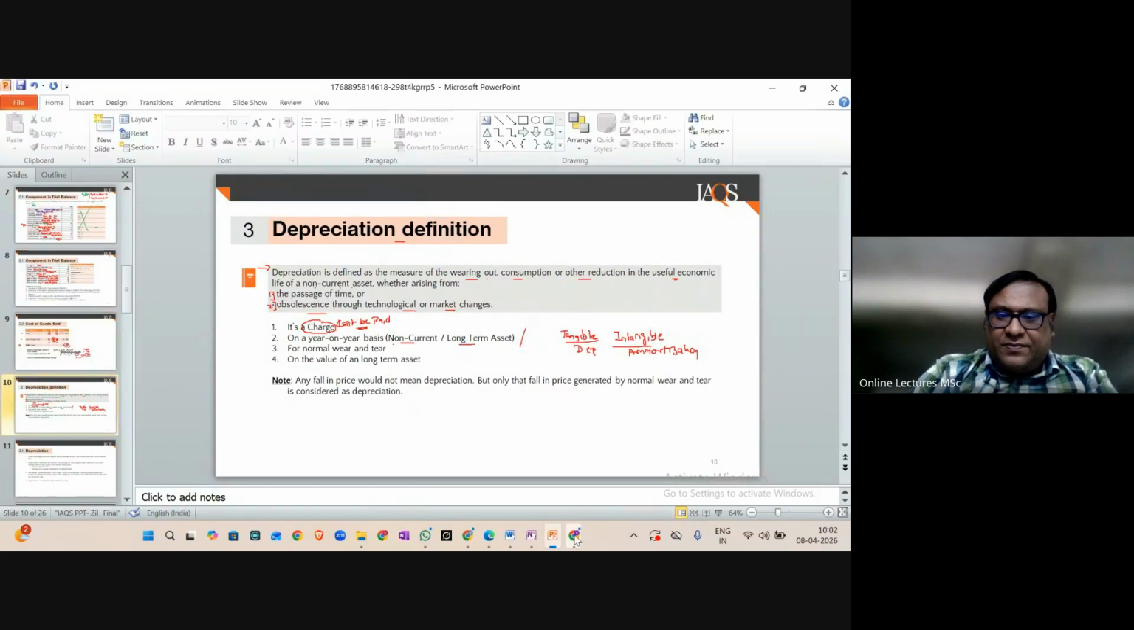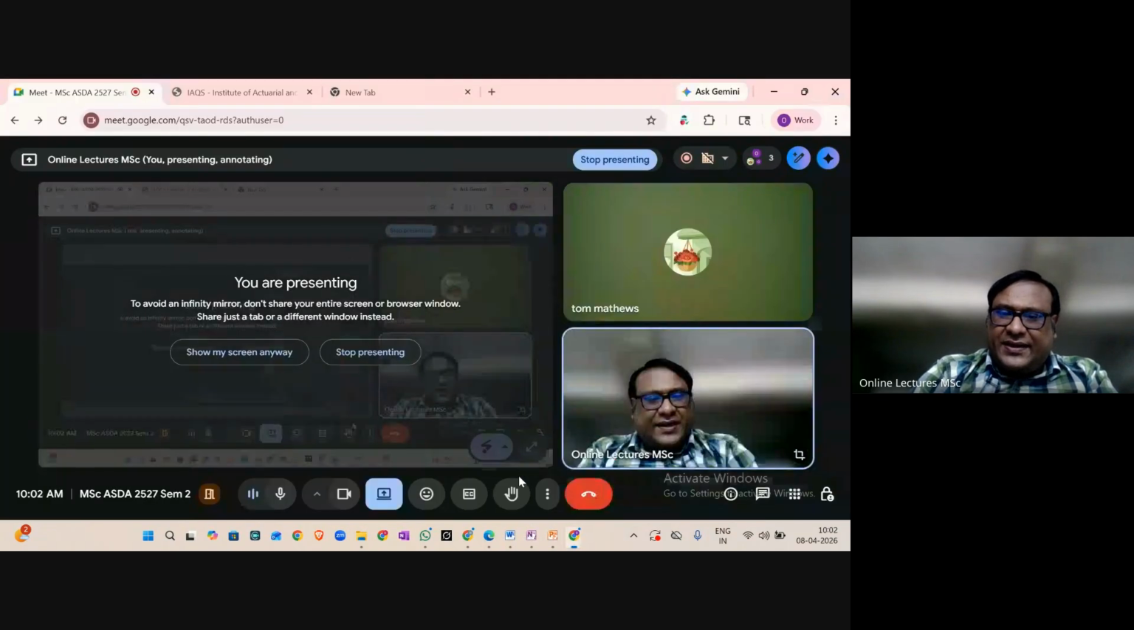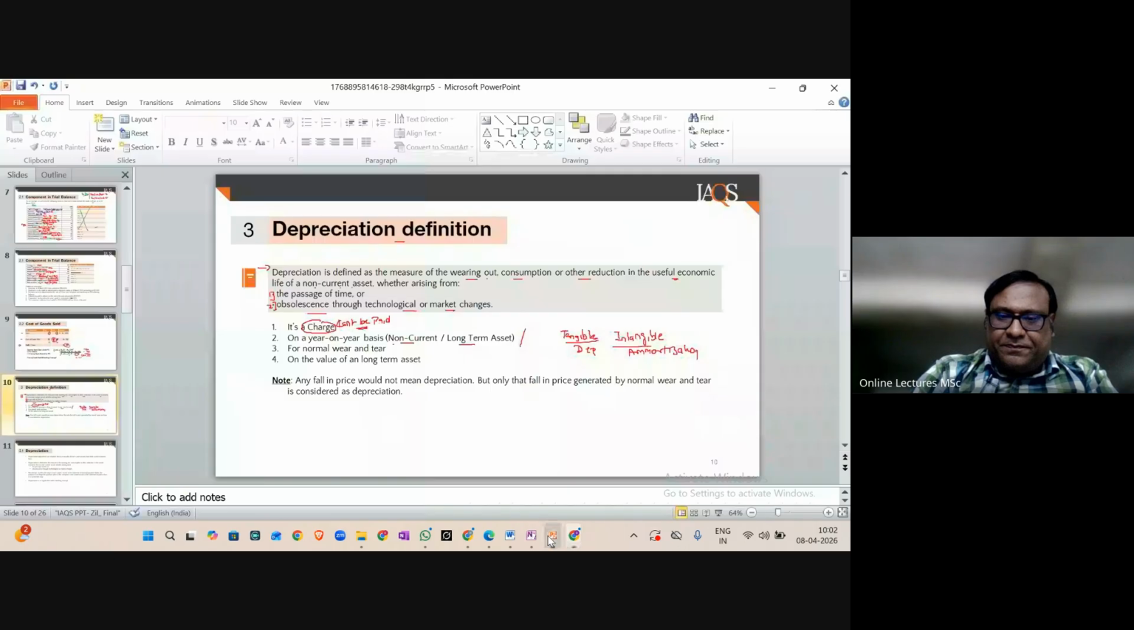So if it's tangible, you call it depreciation. If it's intangible, you call it amortization. Moving ahead.